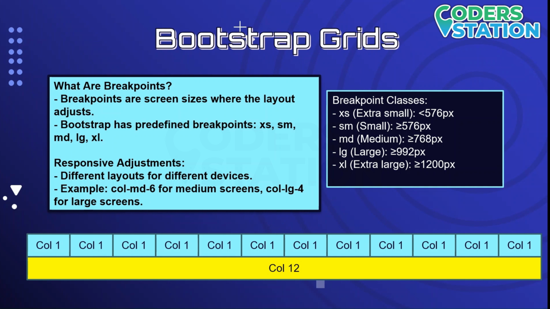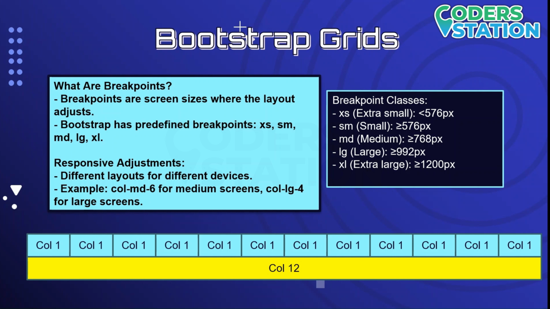Responsive breakpoints are where the magic happens. These are predefined points where your layout changes to accommodate different screen sizes. Bootstrap has 5 breakpoints: XS, SM, MD, LG, and XL. You might use .col-md-6 to create a 2-column layout on medium screens and .col-lg-4 for a 3-column layout on large screens. So let's think of an example.